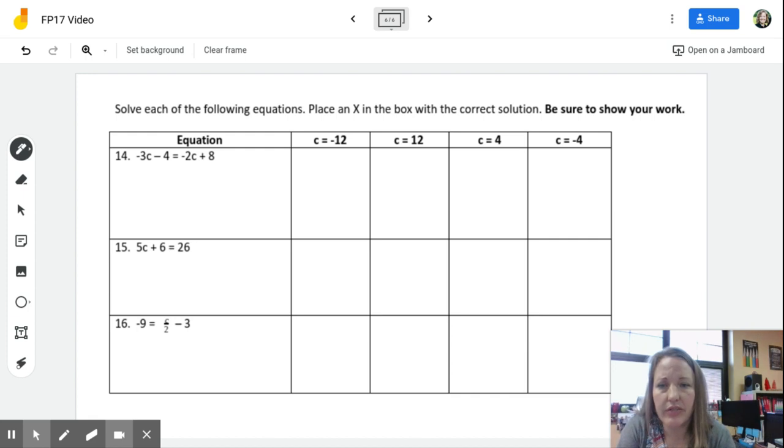And this one says solve each of the following equations and place an X in the box with the correct solution. So this is going to be the same kind of issue where on iLearn or some of your other testing, you'll have these boxes to check with the answer. So I just wanted you to be familiar with that kind of a look.